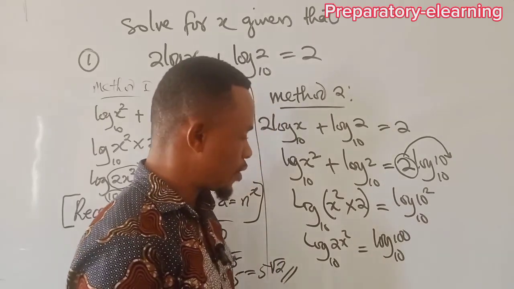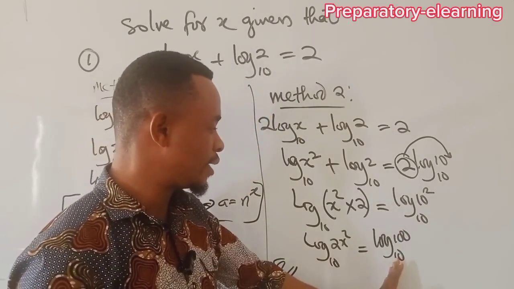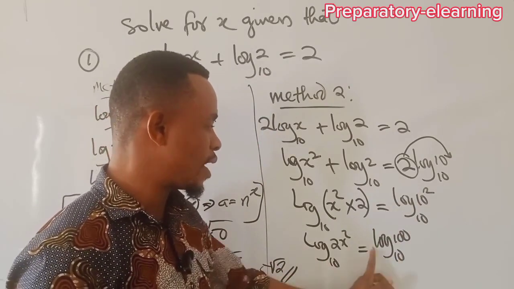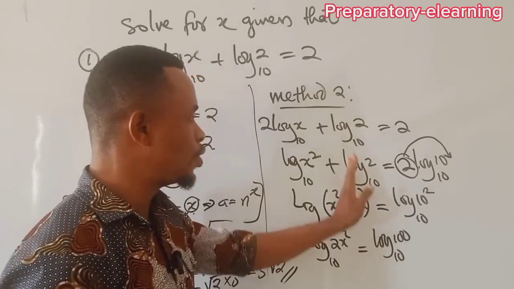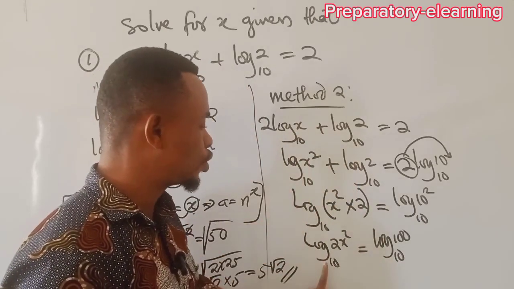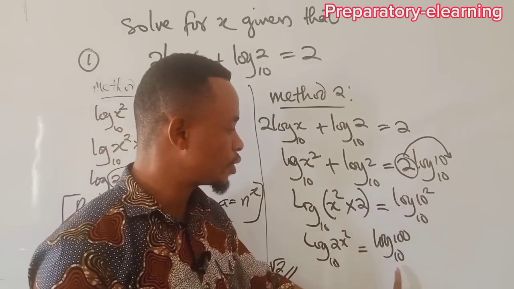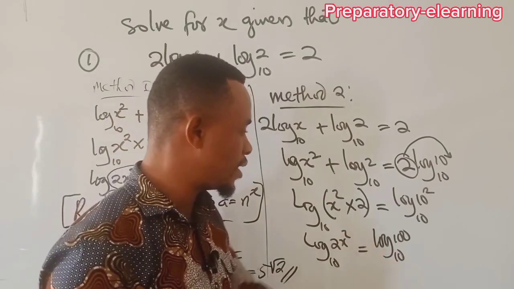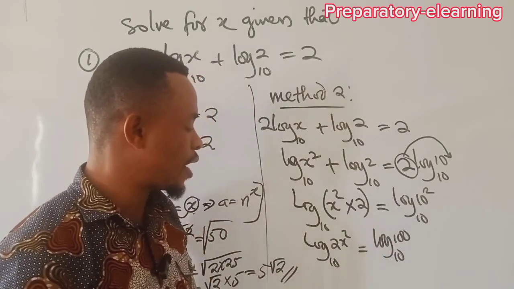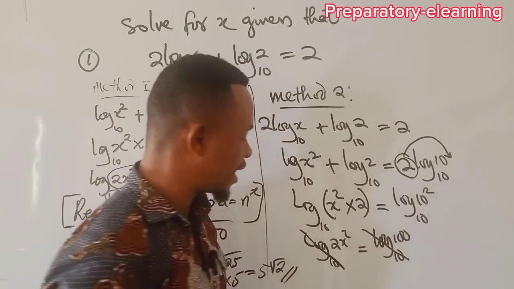We can now see that the log on the left and the log on the right are the same, log base 10 and log base 10. They can cancel out. Once you reduce every log on the left to one log, and you reduce every log on the right to one log, having the same base, they can easily cancel out. So what do we have? We cancel log 10 on both sides.